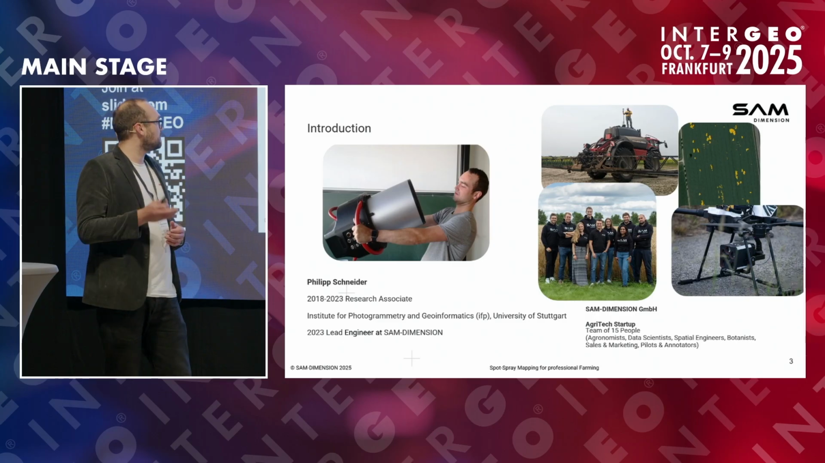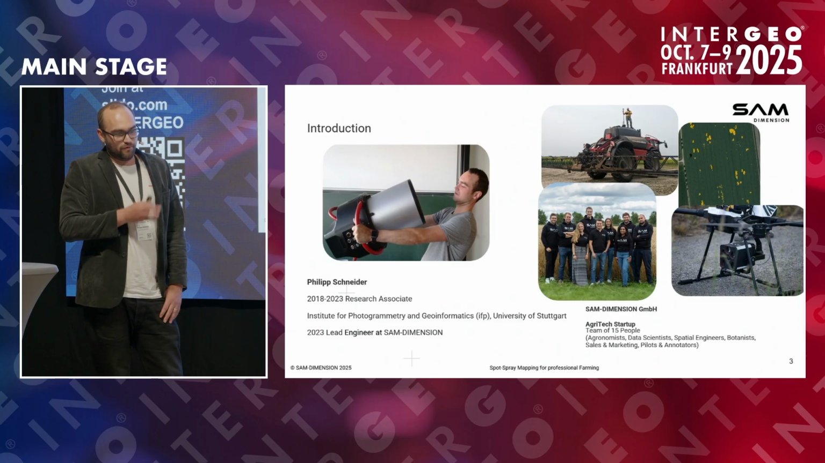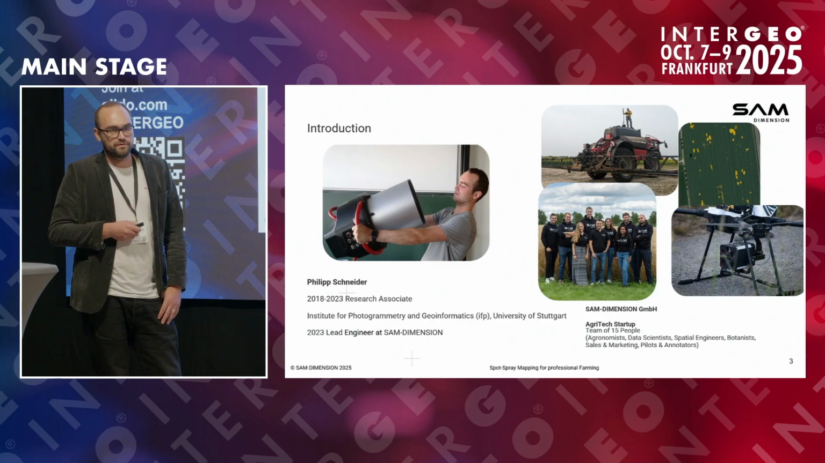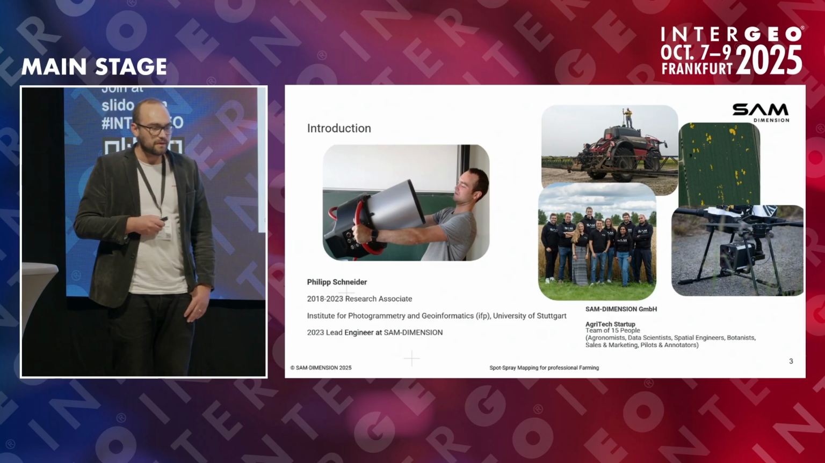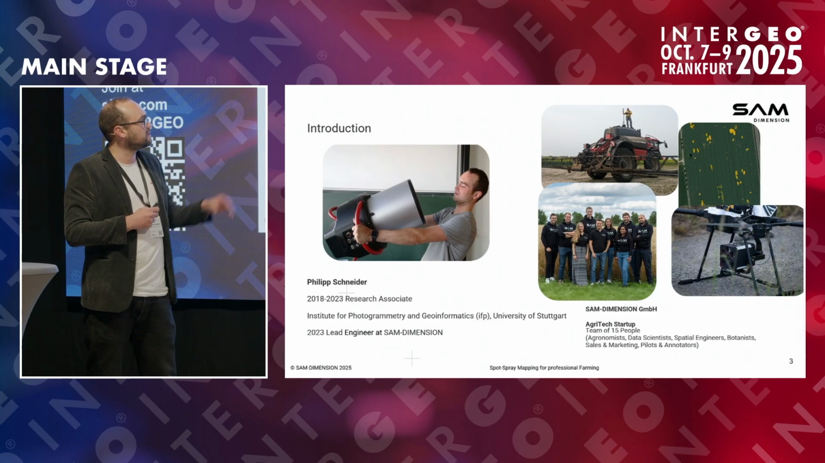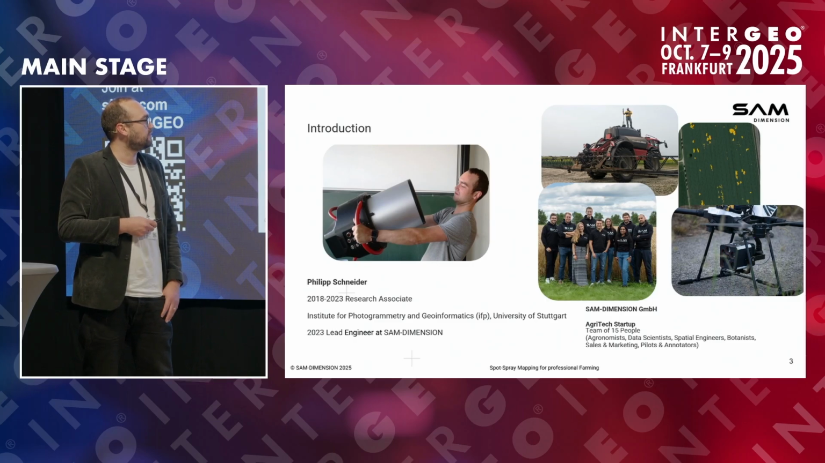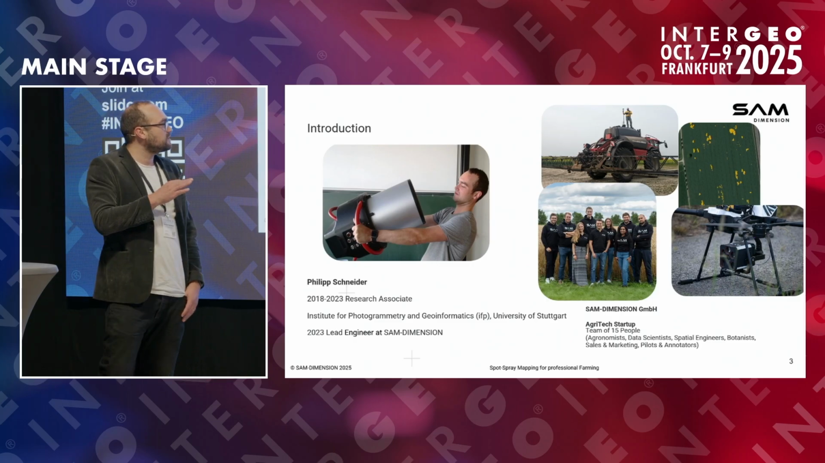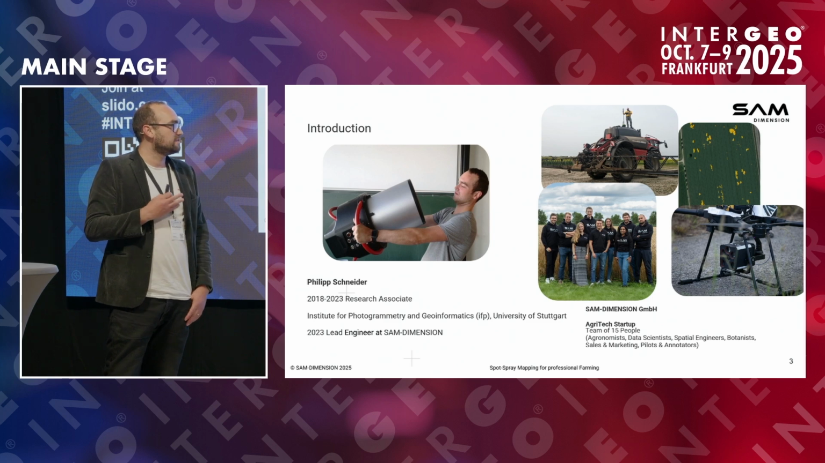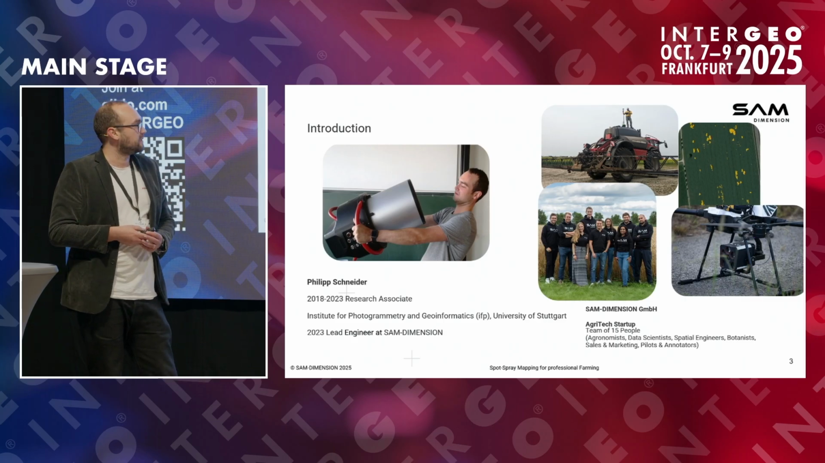So my introduction, I'm Philipp Schneider. I'm an engineer at SEM Dimension. Before I was working at the Institute for Photogrammetry in Stuttgart. SEM Dimension is a small agri-tech startup. We are currently a team of 15 people. When this picture was taken last year or 2 years ago, we were a bit smaller. So we are hiring people right now. And we are a diverse team of agronomists, data scientists, spatial engineers, botanists, sales and marketing, pilots and annotators there.